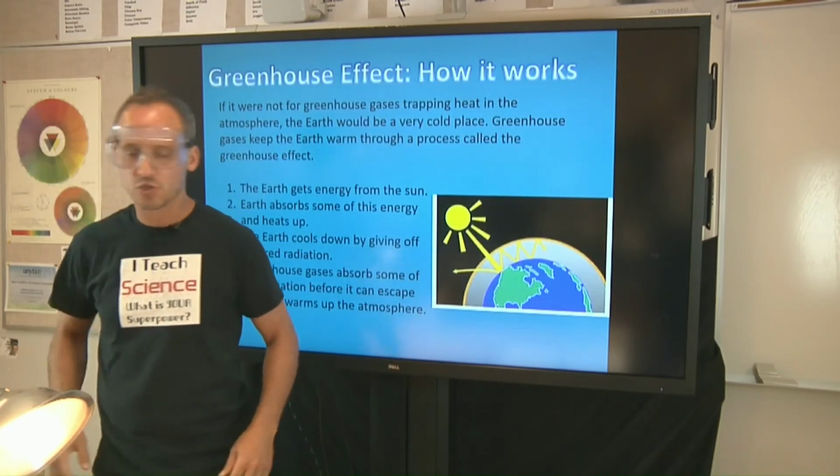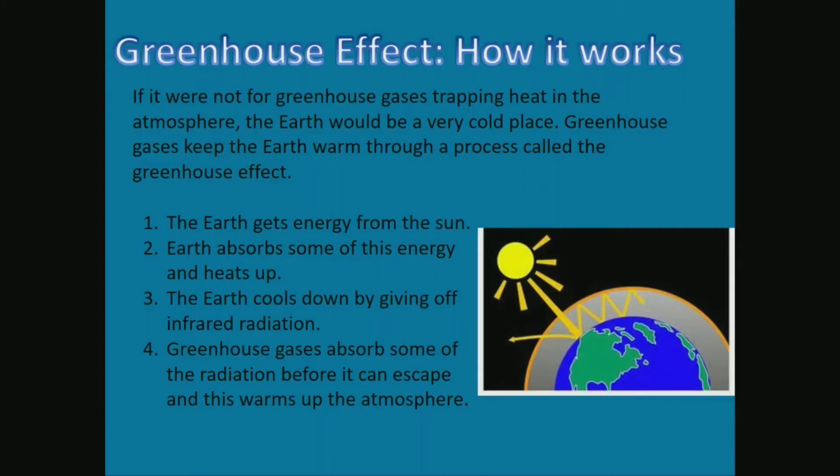All right. So first of all, how does it work? Well, greenhouse gases trap heat in the atmosphere. If they did not trap heat in the atmosphere, this would be a very cold planet. It's not a bad thing. Okay, the greenhouse effect is not a bad thing. Greenhouse gases are not a bad thing. They're helping keep in that energy for us to keep our planet warm.